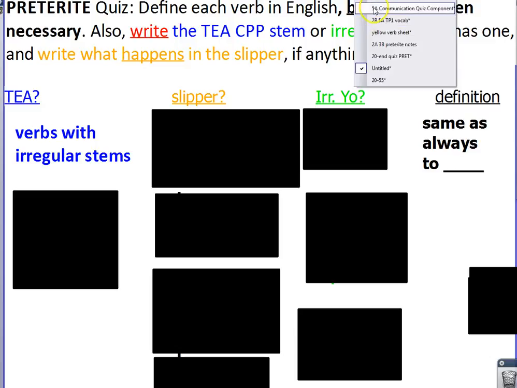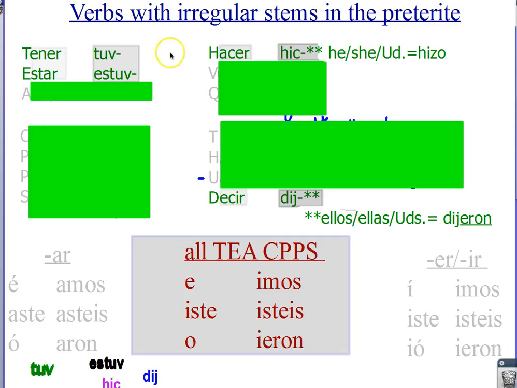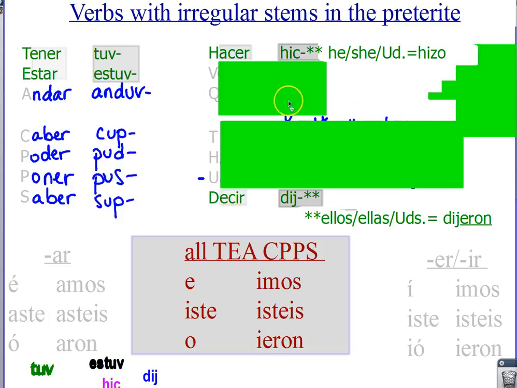information that looks just like or similar to this, where it says verbs with irregular stems in the preterite. The stem of tener should be ten, but for no good reason it's tuv. Estar should be est, but it's estuv. And then we have also filled in and discussed the rest of this information.